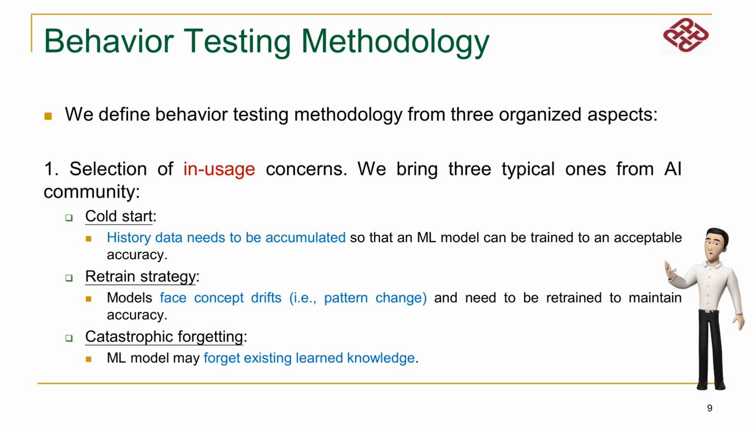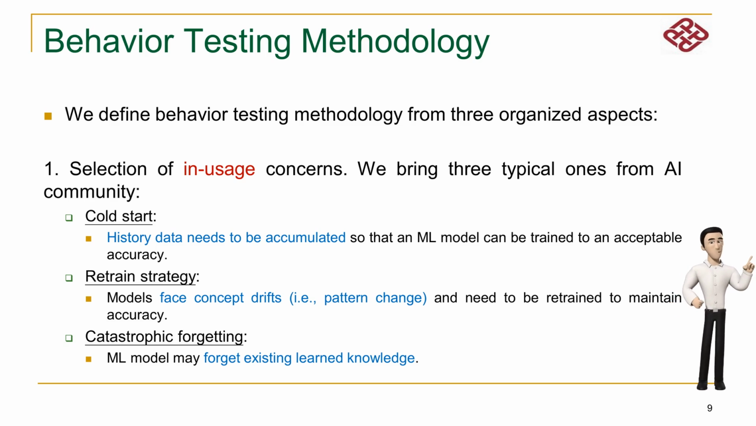Cold start is: history data needs to be accumulated so that a model can be trained to an acceptable accuracy. This time period is the cold start time. A shorter cold start shows that the model can meet the engineering purposes and be deployed at an earlier time.